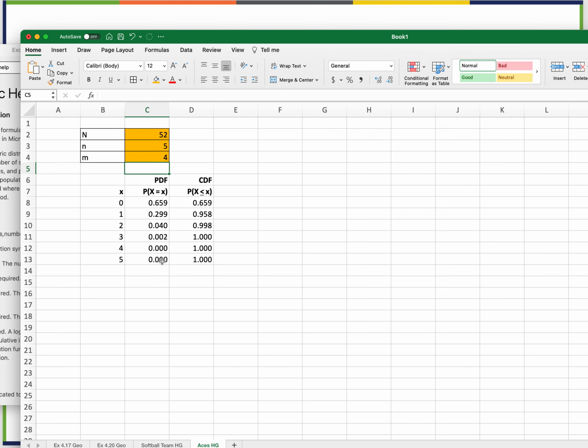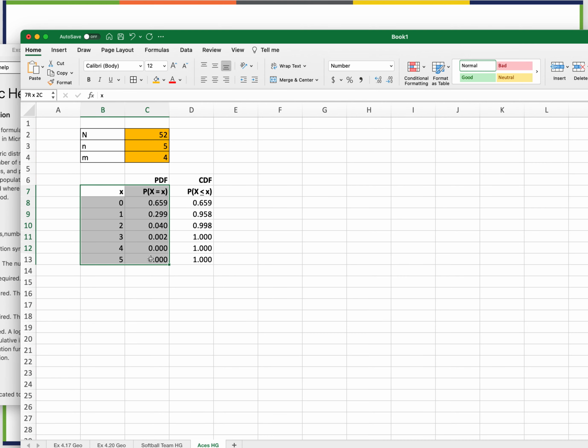So you can't get 5 aces. And I really can't get 4 aces, it's such a low thing. Look at it, it's a very small number. So the probability of having 0 aces in a hand of 5 cards is 66%. The probability of getting 1 ace is about 30%. The probability of having 2 aces is 4%, and then it goes to 0.2%, and then it goes to 0.